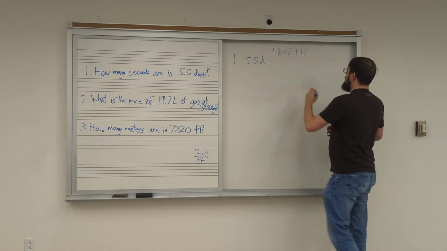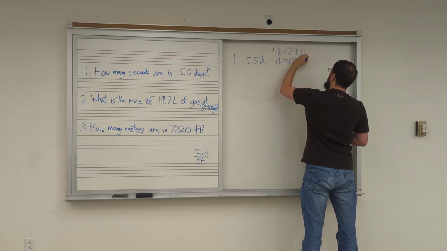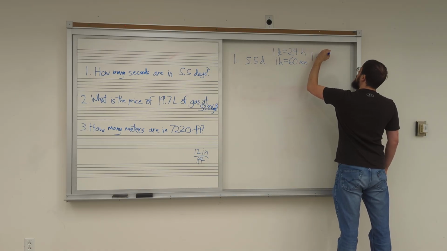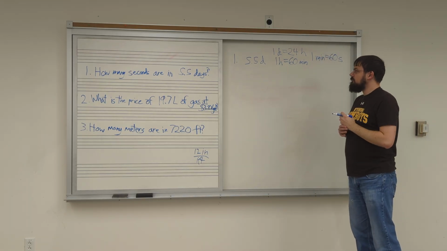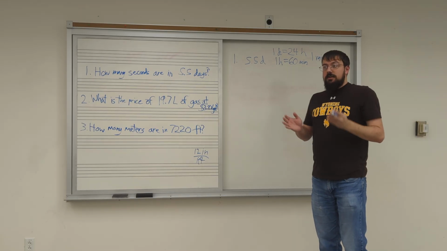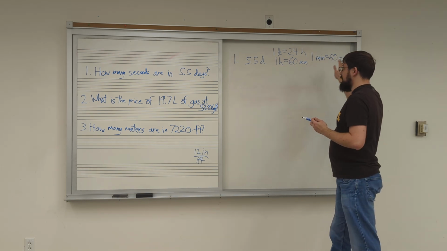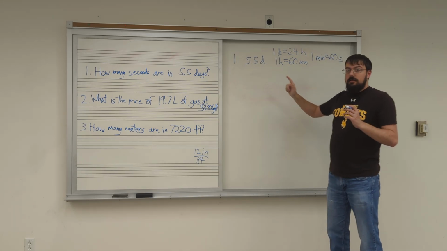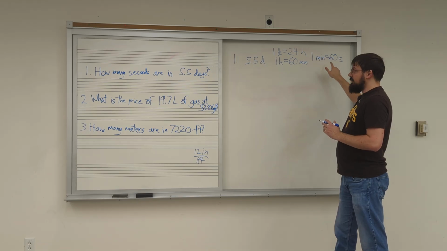We also know that 1 hour is 60 minutes, and 1 minute is 60 seconds. Now, this is a way that we can go step by step to get from days to seconds. So we don't have anything here that goes directly from days to seconds, but we can go from days to hours to minutes, and then finally to seconds.